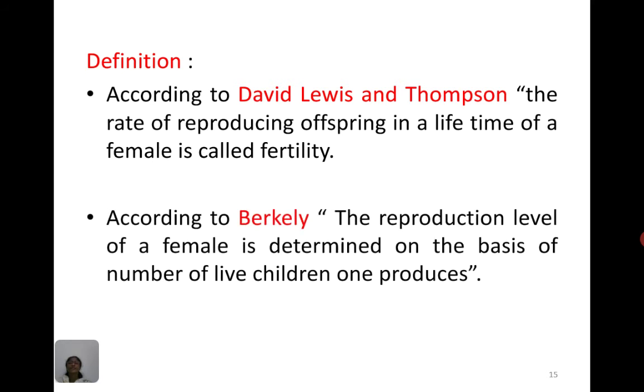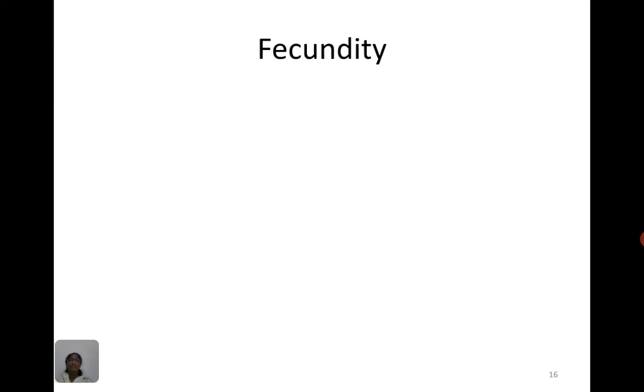Now let's see the definitions. According to David Lewis and Thompson, the rate of reproducing offspring in a lifetime of a female is called fertility. According to Berkeley, the reproduction level of a female is determined on the basis of the number of live children one produces.